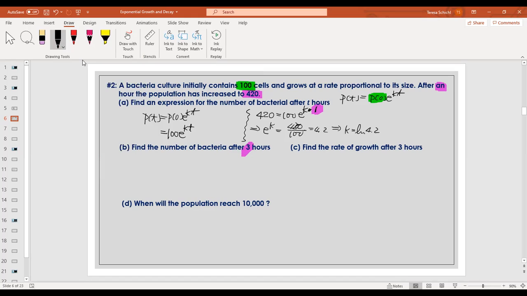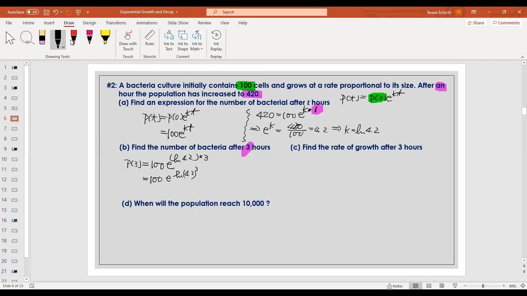So what I need to do is P(3) is equal to P(0), which is 100, times e to the natural log of 4.2 times 3 hours, right? And if you want, you can simplify a little bit. You can put the 3 inside, so this is e to the natural log of 4.2 to the 3rd power.